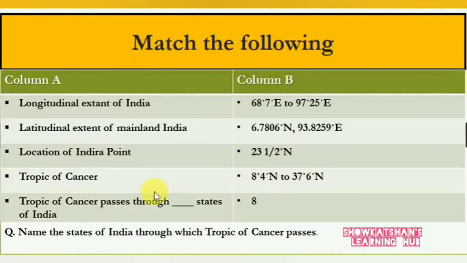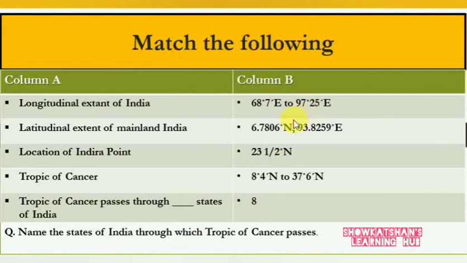Now we have a matching type question for the students. In column A, we have the longitudinal extent of India, the latitudinal extent of mainland India, the location of Indira Point, and Tropic of Cancer. The Tropic of Cancer passes through dash number of states of India, and you have to match these things with column B. Here we have 68 degrees 7 minutes east to 97 degree 25 minutes east.